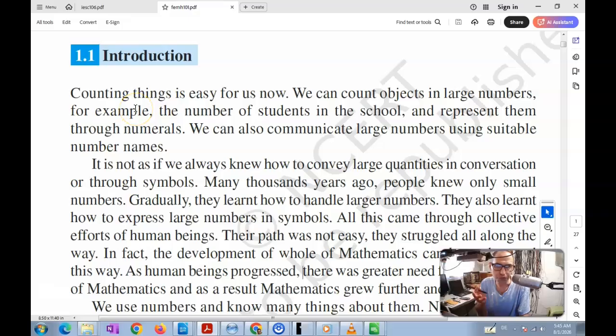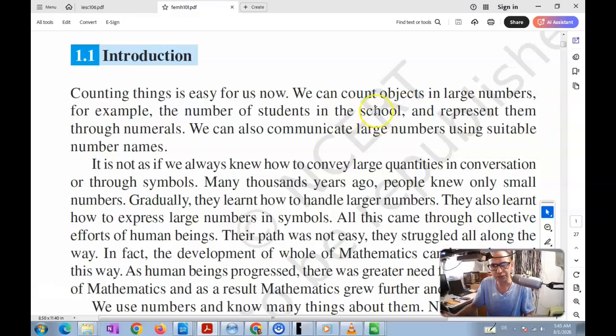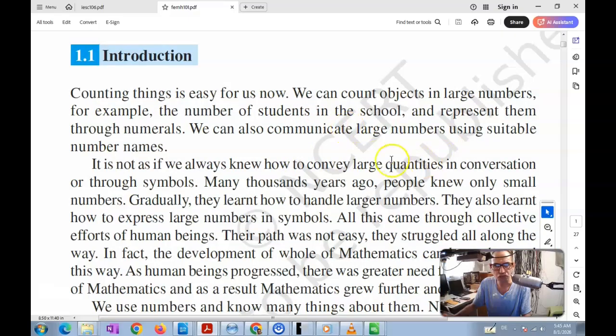You already know that you use numbers in order to count objects. For example, you have a number of any sort of object. You count those objects, and then you come up with a number, and the count you have of the number of objects is then expressed through a number, right? For example, you can say the number of students in the school.